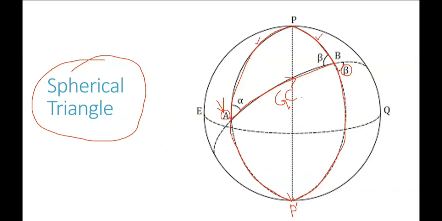जो A to B हमने ट्रैक बनाया है वो भी GC ट्रैक है. So this triangle which you see here on the diagram, PAB, Papa Alpha Bravo triangle, is a spherical triangle. So that's the next concept. This is a spherical triangle.